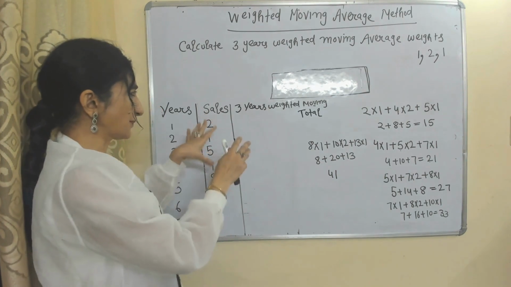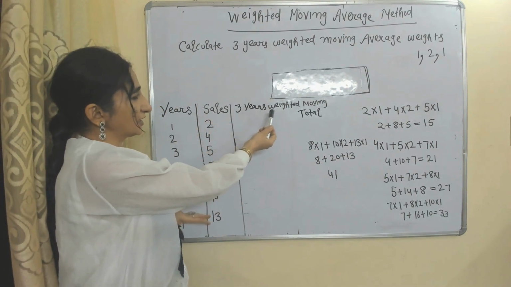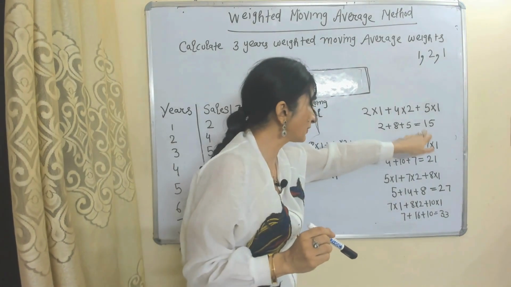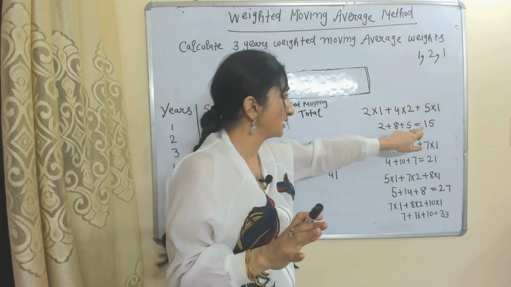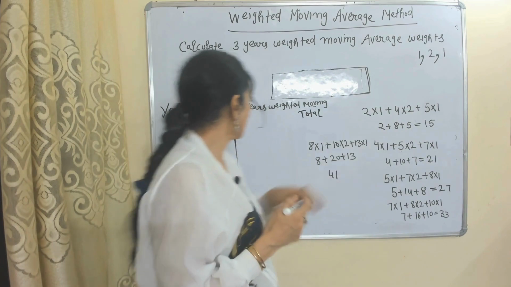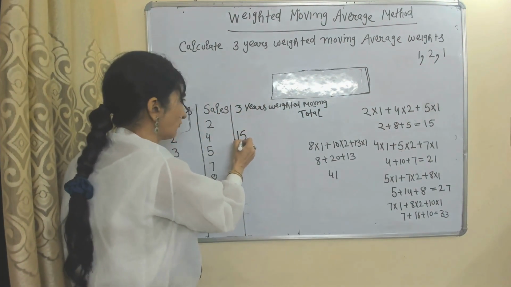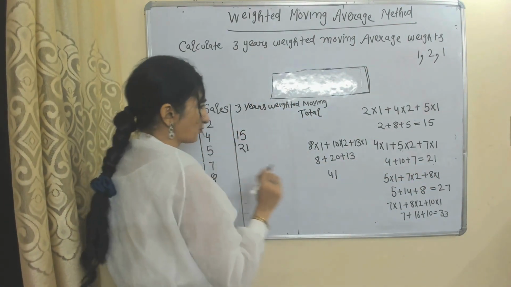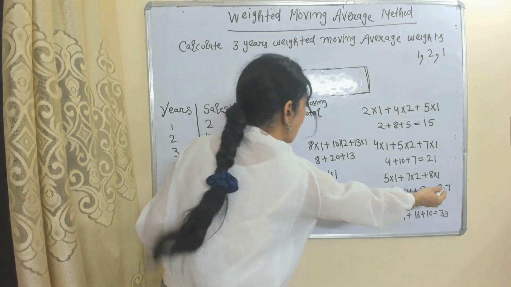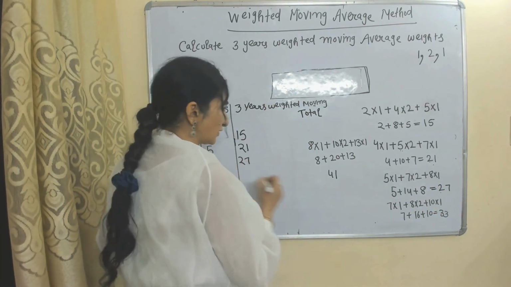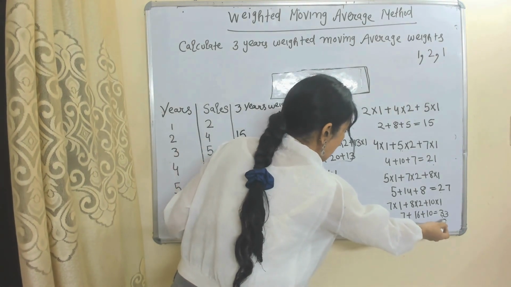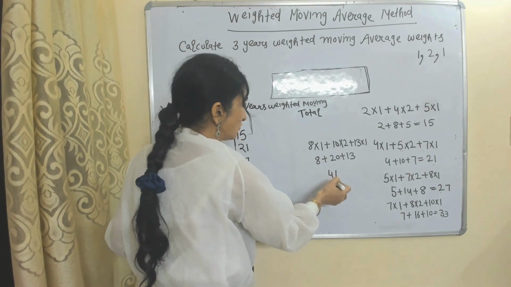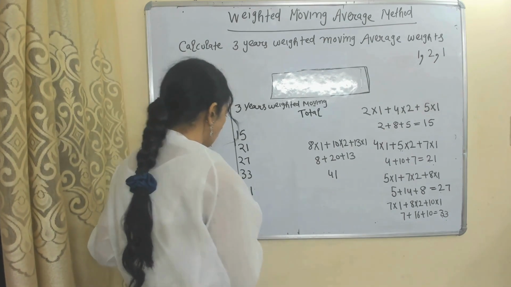Now we will make a separate column where we write 3 yearly weighted moving total. That means each number we will write in front of the center value. Center value of 15 is 4, so we write 15 in front of 4. Center value of 21 is 5, so we write 21 in front of 5. Center value of 27 is 7, so we write 27 in front of 7. Center value of 33 is 8, so we write 33 in front of 8. And center value of 41 is 10, we write 41 in front of 10.